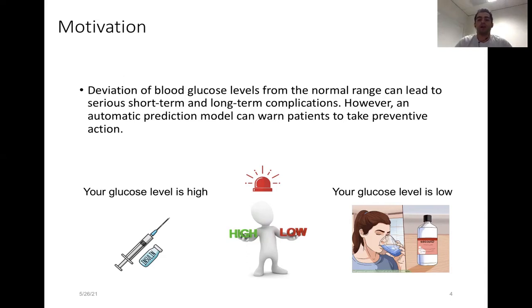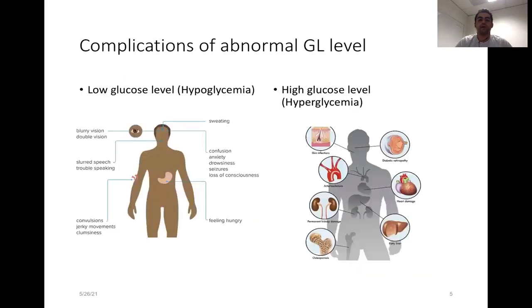And if we know that in advance, then we can take preventive action by either taking insulin or eating some foods. The complications include a loss of consciousness or damage to some important organs such as heart or kidney or liver.